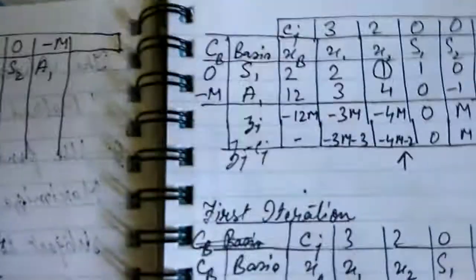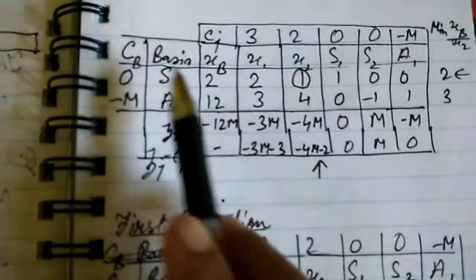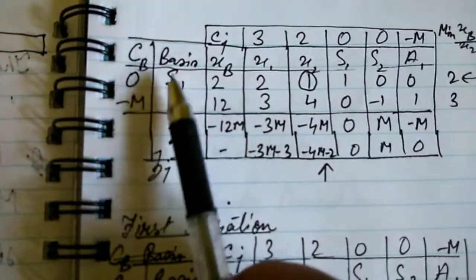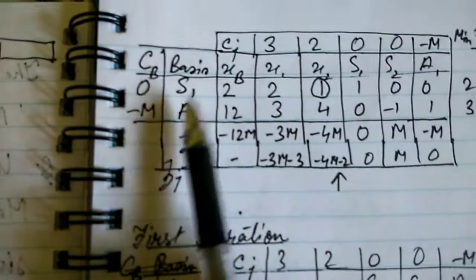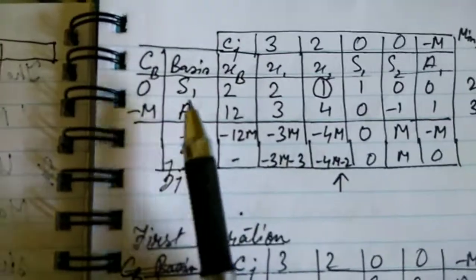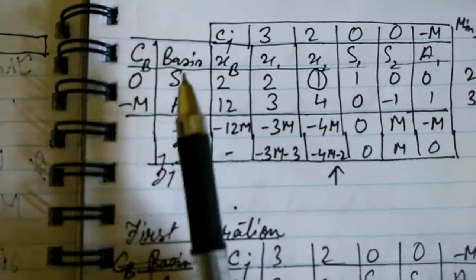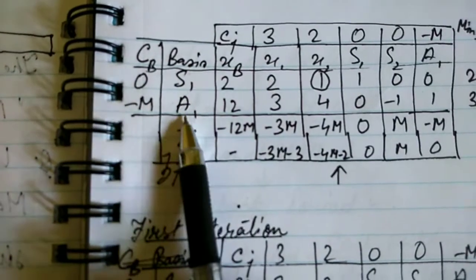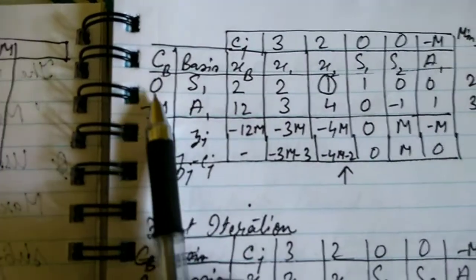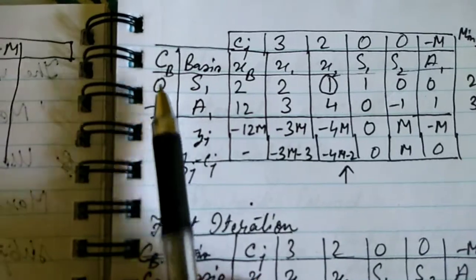Now let us proceed. The next steps are going to be exactly the same as the simplex method, only this basis is going to change. This is the crucial step. Here the basis will no longer be s1 and s2. It will be s1 and a1, because a1 had a positive sign in the constraint function, and corresponding to it the coefficients will be 0 and minus 1.